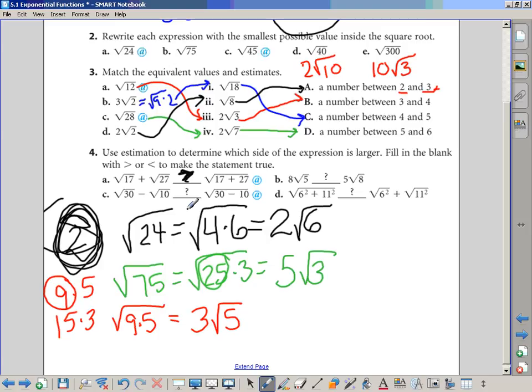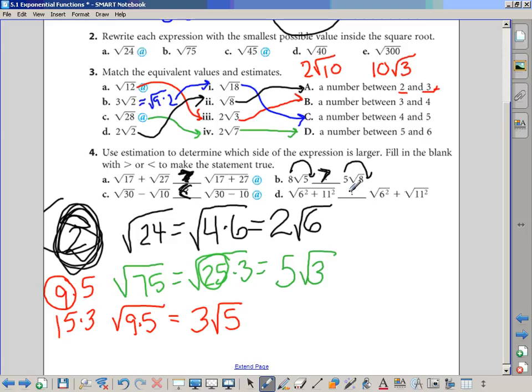Okay, the square root of 30 minus the square root of 10, that's actually the other way. So it's going to be less than. 8 root 5 is larger than 5 root 8. Think about it this way. If that 5 was under the square root, it would go in there as a 25, so it would be 8 times 25. If that 8 was under the square root, it would be 64. 5 times 64 is a lot bigger than 8 times 25. So this guy's definitely larger.